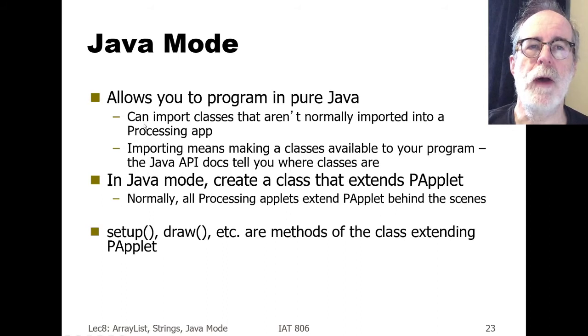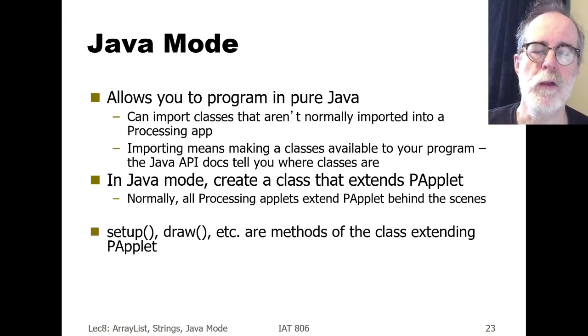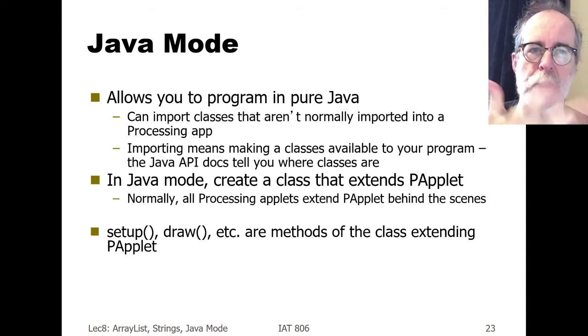So I say import classes. That's the Java terminology. Importing means making a class available to your program, and the Java API docs tell you where the classes are, and they're essentially in a set of folders within the Java system that you put together when you download the Java Software Development Kit. In Java mode, basically what you do is you can create a class explicitly that extends PApplet. So instead of having that happen behind the scenes, you do it overtly by saying, class myApplet extends PApplet.